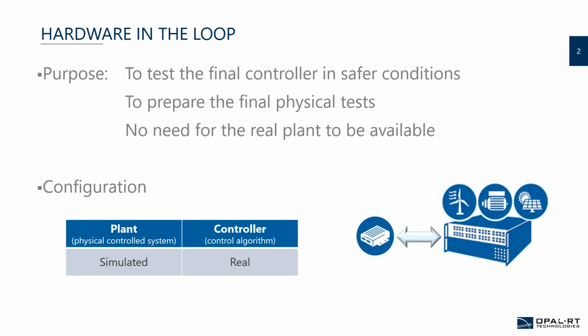As well, one of the purposes of hardware in the loop is to prepare the final physical tests. And as I told you, there is no need for the real plant to be available. You just need a model of your plant, which you simulate in the real-time simulator. Then you can connect it through physical analog and digital signals to your real controller, and test your controller in safer conditions.